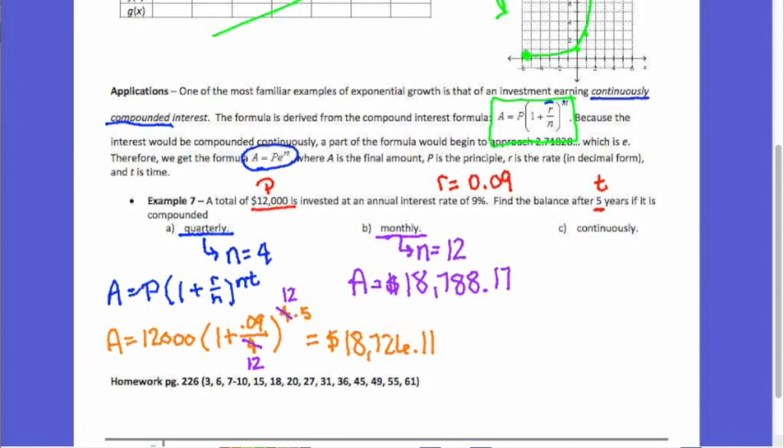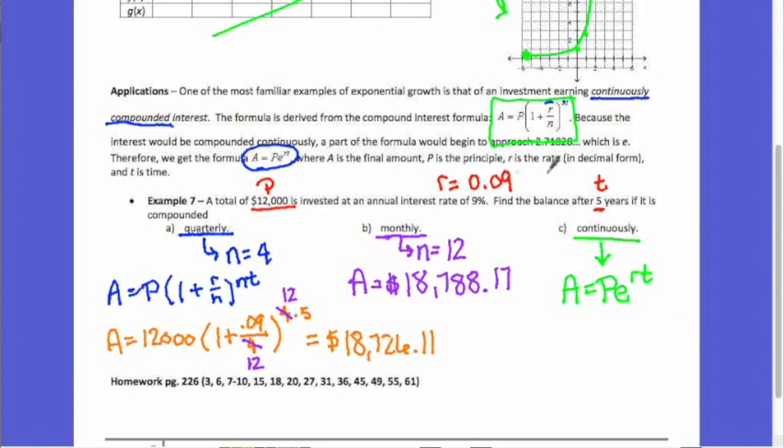Did we really get a whole lot more there? You would think if it's being compounded 3 times more during the year, I'd get a whole lot more money, but not really too much more. But goodness, if we're compounding it continuously, I know I'm going to get a lot more money, right? All right, compounded continuously, that's where we have to use our PERT formula. So P e to the RT.